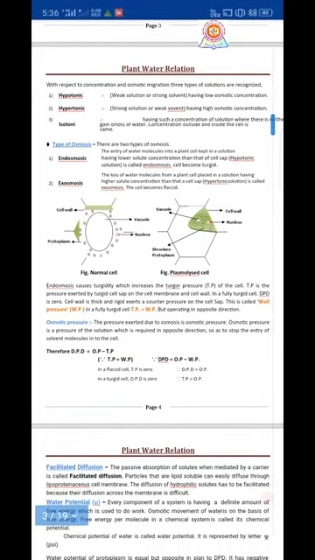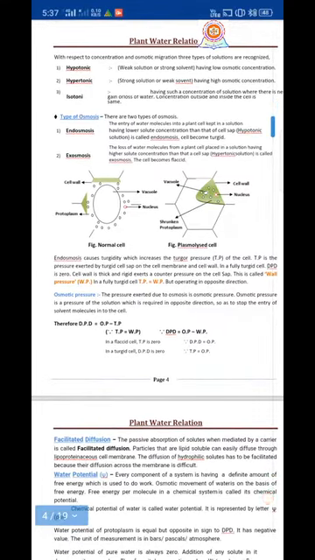The TP is equal to wall pressure. So, DPD is equal to OP minus WP. That is, the equation is carried out. That is, TP is equal to OP. In a flaccid cell, the TP is 0. The DPD is equal to OP. Osmotic pressure, that is, OP means osmotic pressure. And in the flaccid cell, the WP is 0. Then turgor pressure is equal to osmotic pressure.